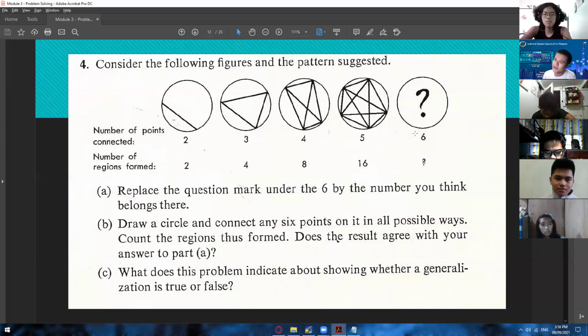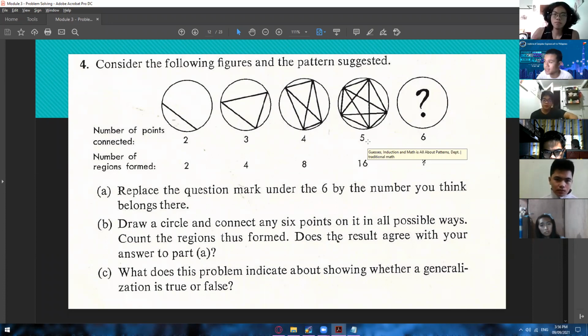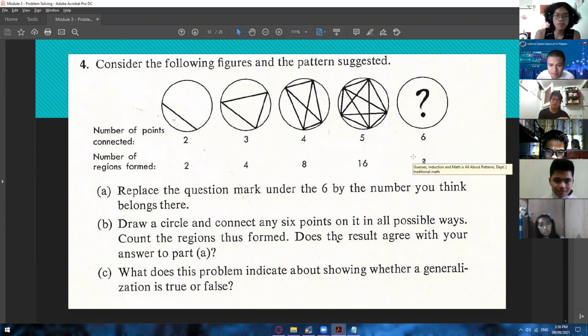With this kind of example, we always use inductive reasoning because we hate to do hassle things. We hate to do this kind of thing. We don't want to waste time, but instead we'll find a way to predict what the next number will be, or how many regions will be formed if we have 6 points connected to each other. So all of you have an answer of 32. That is your conjecture.